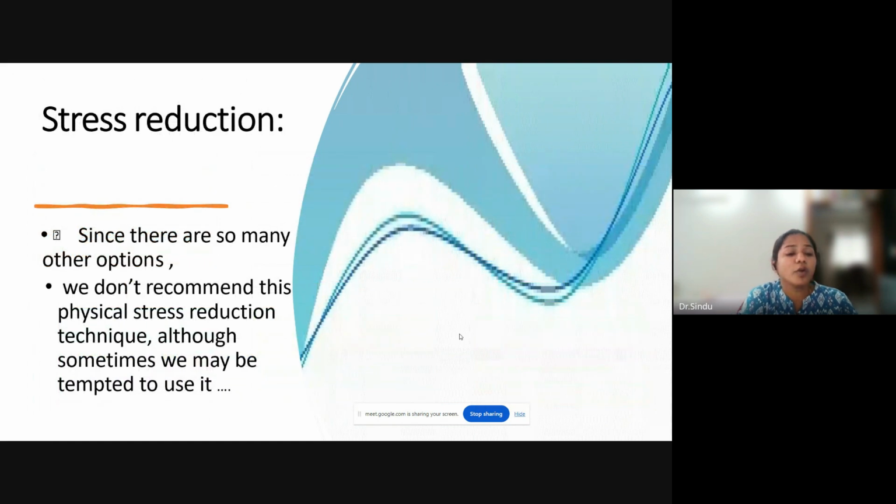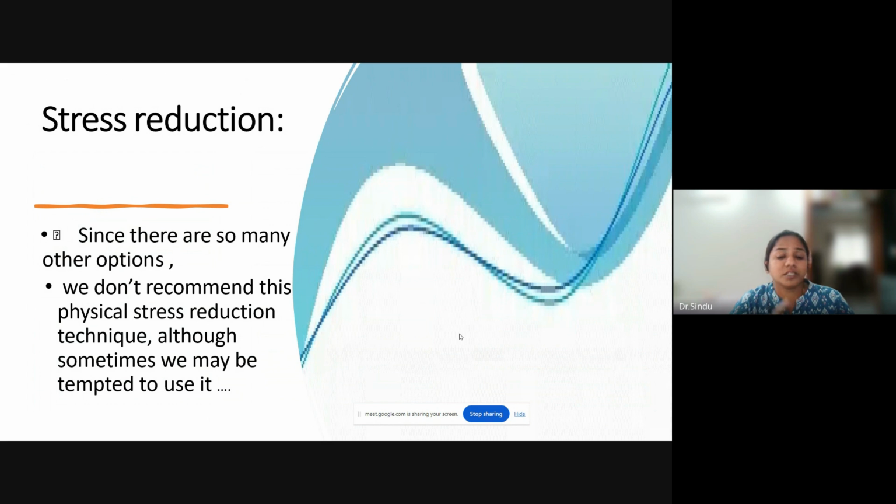Next one is stress reduction. How do we reduce stress? Stress reduction can be done in different ways. The first one is exercise. Daily you have to exercise for 30 minutes, at least 5 days a week. And at the same time, a brisk walk is a very good place to start.